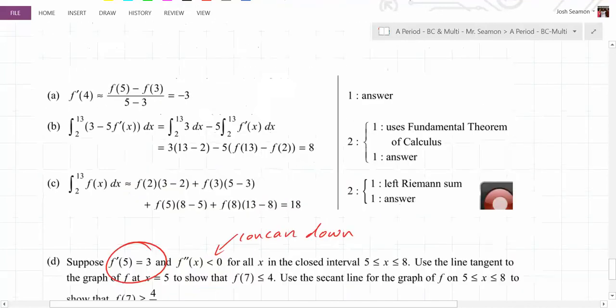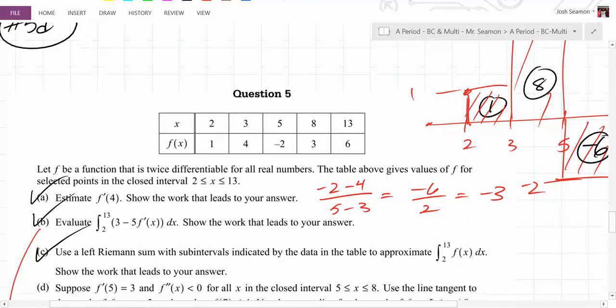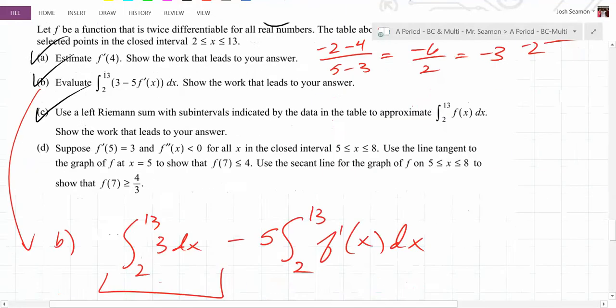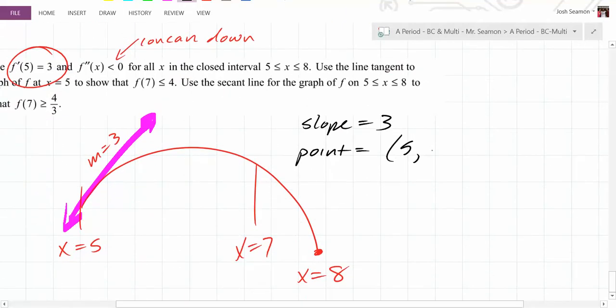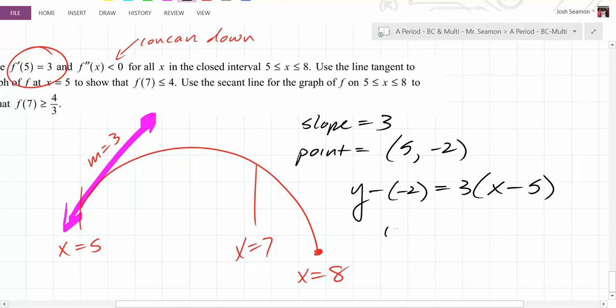5 comma what? It tells us, right? It's 5 comma negative 2. So what's the equation of the tangent line? Y minus negative 2 is equal to 3 times x minus 5. So y plus 2 is equal to 3 times x minus 5. That is the equation of that tangent line.